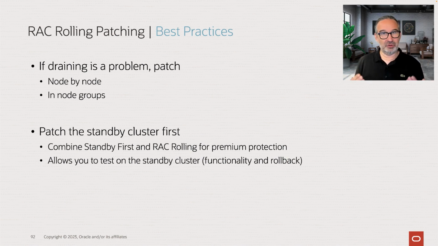Like if you have a 4-node cluster, build 2 groups of 2 each, and then patch in groups. Patching the standby cluster first would also be a good idea. In this case, we call it a premium protection, actually. When you use it on a standby, all is good, it works fine, and it allows you the full testing on the standby cluster for functionality and also for the rollback. So you combine really the 2 best pieces. You have a production RAC cluster, you have a standby RAC cluster. That's ideal.